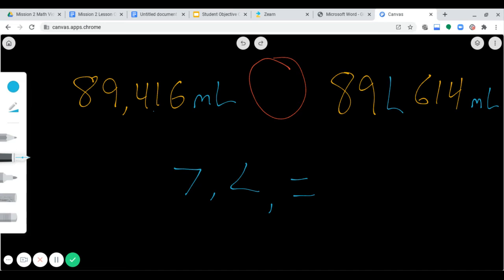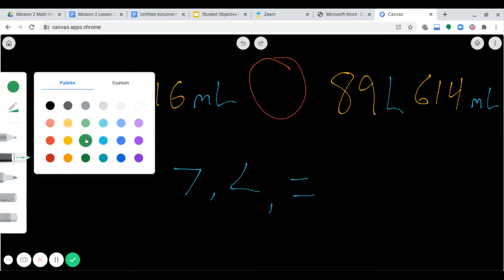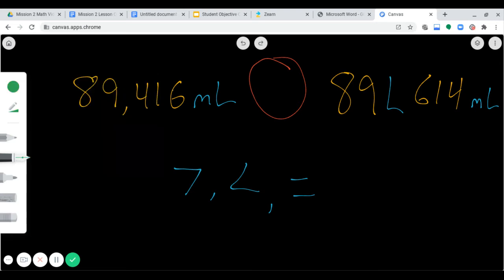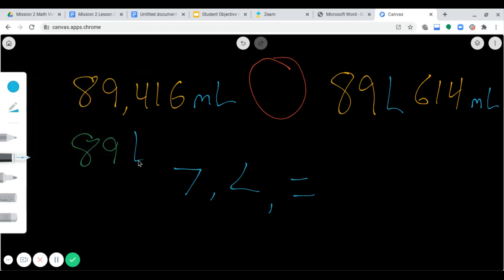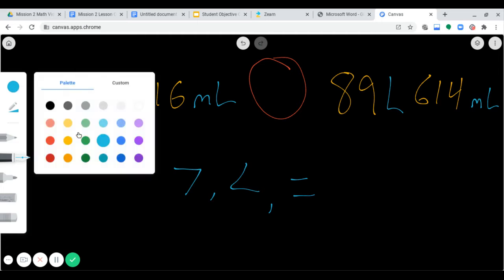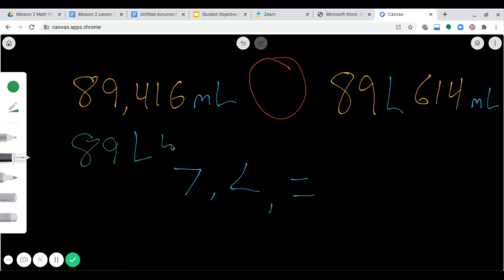I'm going to convert into liters here, because I know, and this is stuff we've already learned, that there are 1,000 milliliters in 1 liter. If I change color here, let's go with green. So how many thousands are in 89,416? Well, there's 89 liters. And what do I have left over? The 416 milliliters.